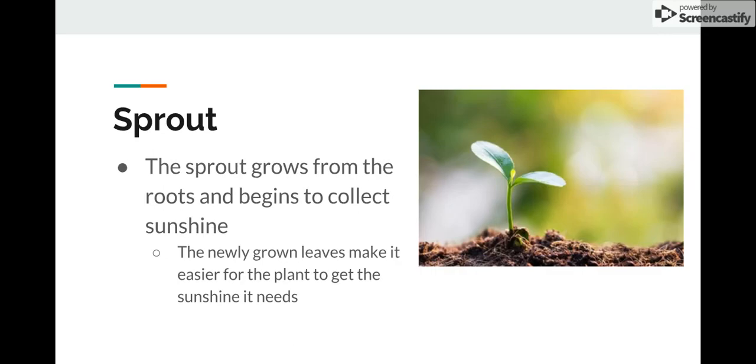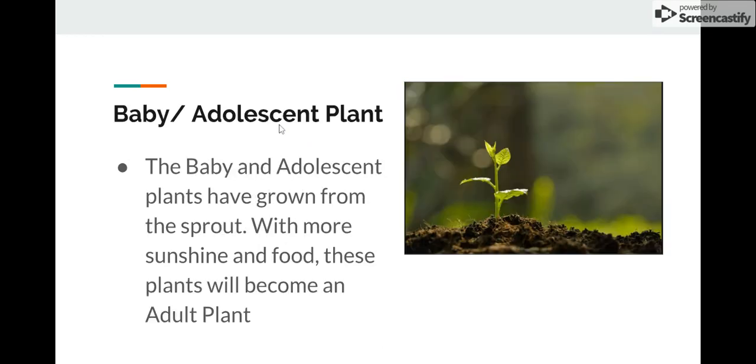The next part of the cycle is the sprout. A little tiny sprout grows from the roots and begins to collect sunshine. The newly grown leaves make it easier for the plant to get that sunshine that it really needs.